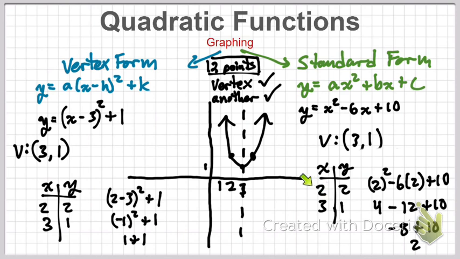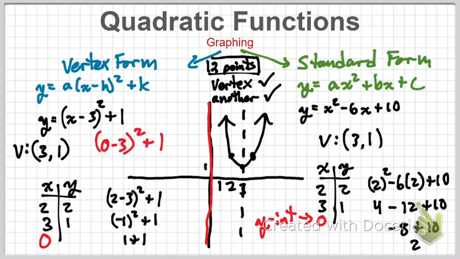Now, the second point that I picked, the other point, was just close to the vertex. Another way you can do it is you can pick the y-intercept. The y-intercept is when x equals 0. And we usually do that too sometimes because 0 is so easy to plug in. If I plug 0 into the vertex form, it would look like that. And then I would subtract the 3, I'd square it, I get 9. 9 plus 1 is 10.